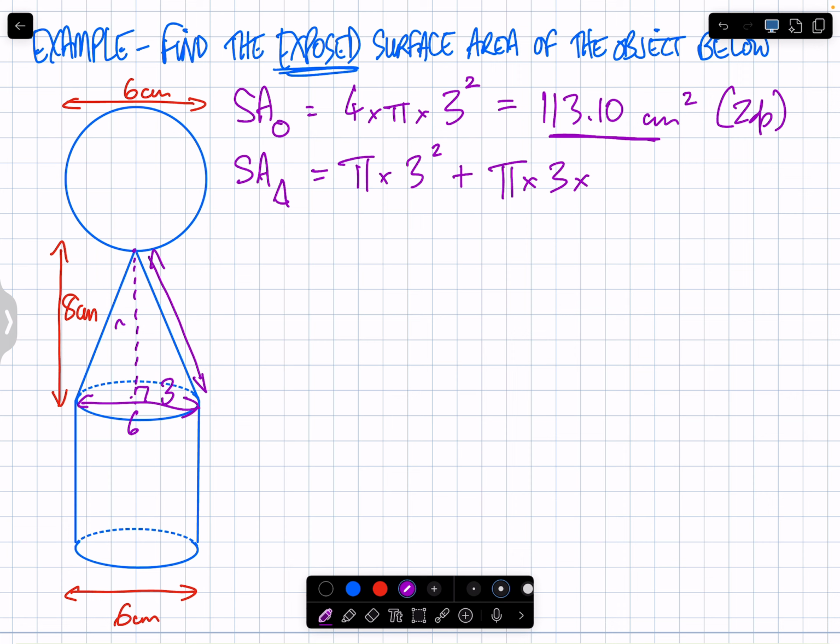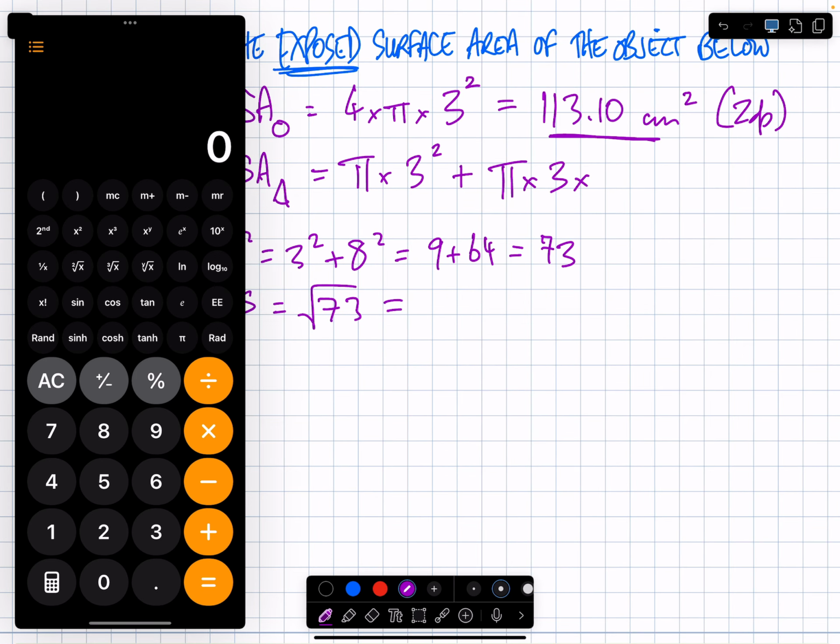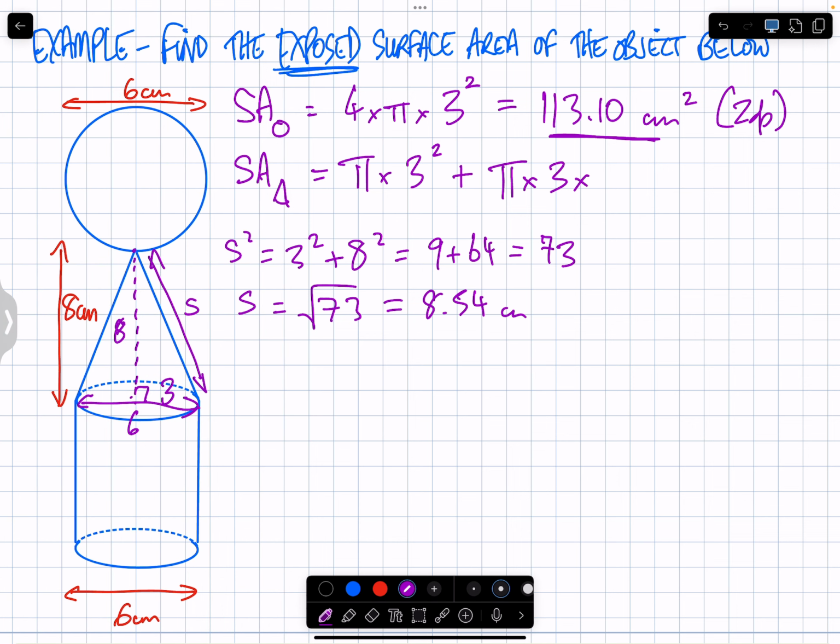So S, let's call that S. S squared is going to be 3 squared plus 8 squared. That's going to be 9 plus 64. What's that? 73? So S is going to be the square root of 73. So it's not going to be a nice number at all. But that's what the diagram was that I drew. Square root 73. It's like 8.54 centimeters. So now do I have my S?